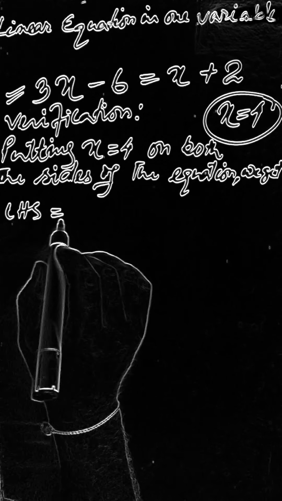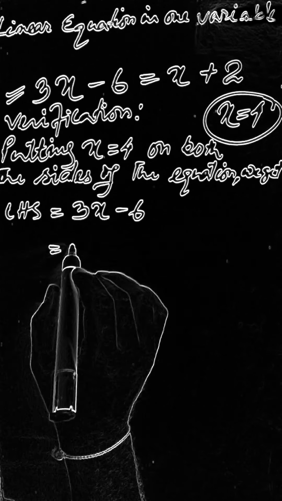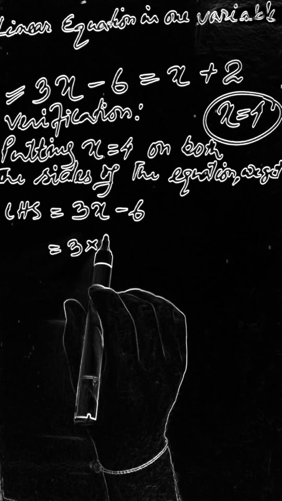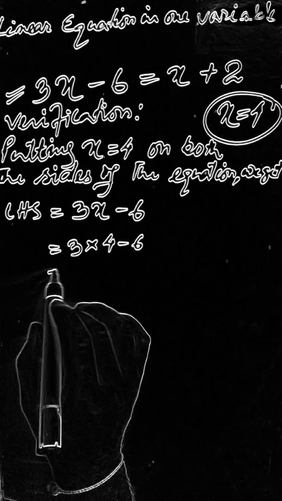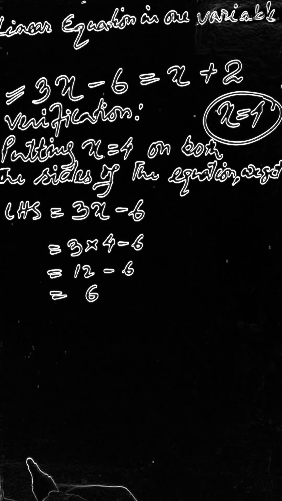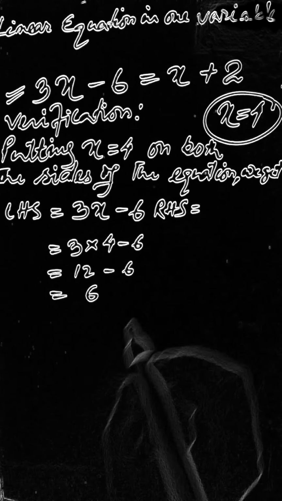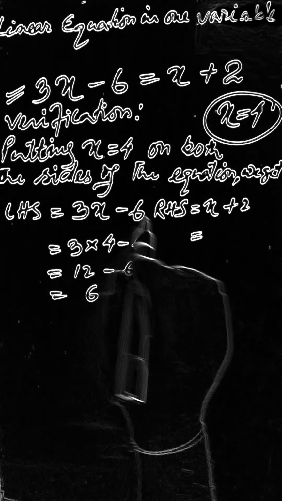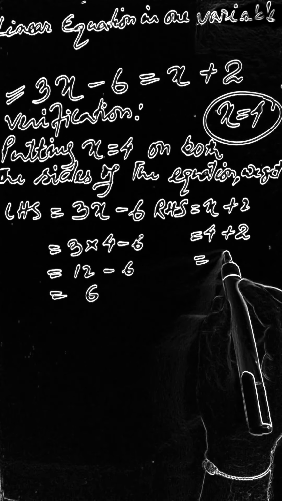Left hand side is 3x minus 6. Between 3 and x there is multiplication. We got the value of x as 4. So 3 into 4 minus 6. Then 12 minus 6, we get here how much? 6. Again we'll check the right hand side. On the right hand side there is x plus 2. x value how much? 4. We'll write here 4 plus 2. We get here also 6.